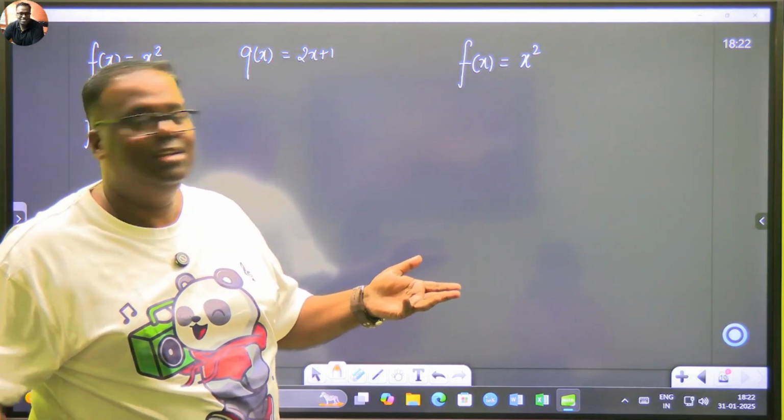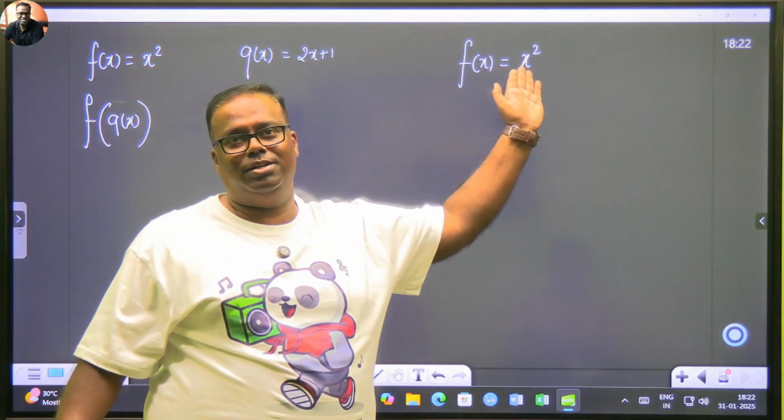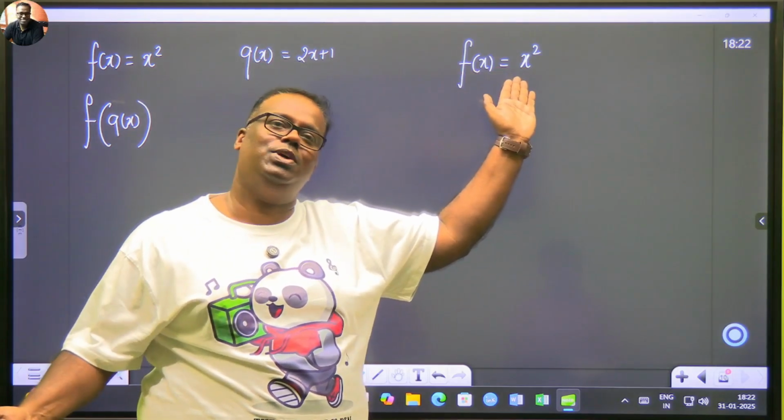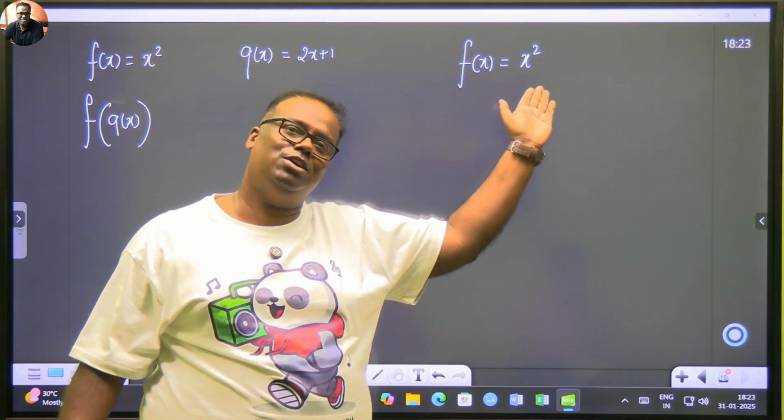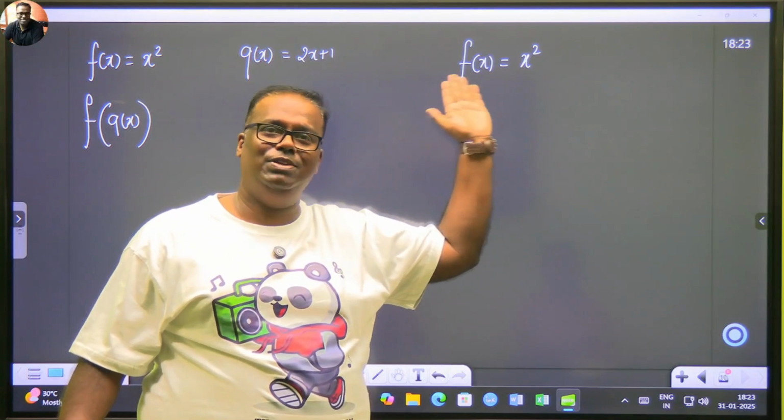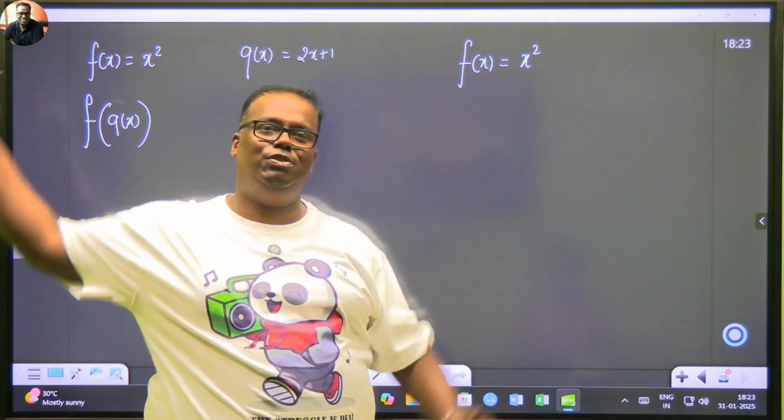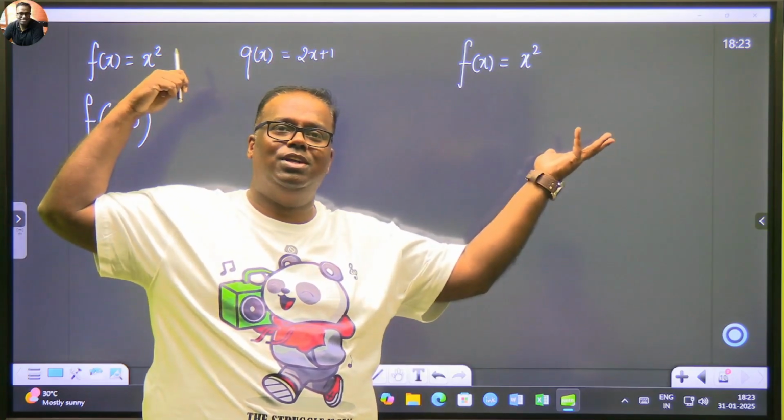Sir, could you repeat that? F of x is x square. F of cow, cow square. F of dog, dog square. F of Nidhi, Nidhi square. F of g of x is g of x square.